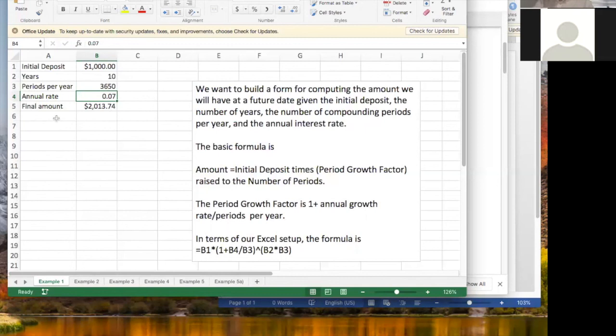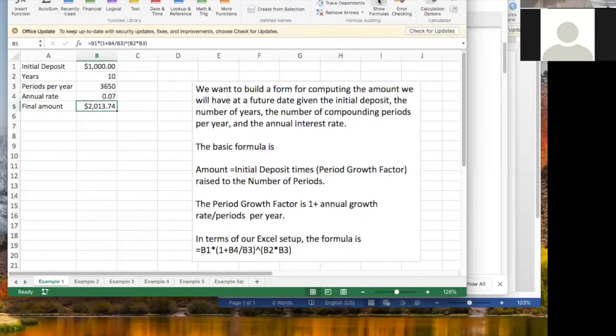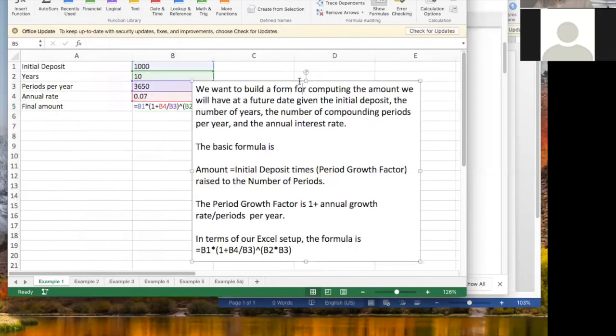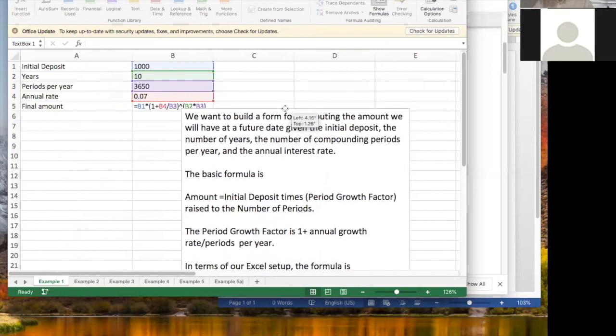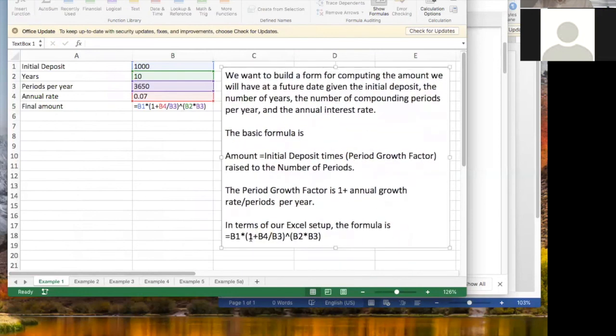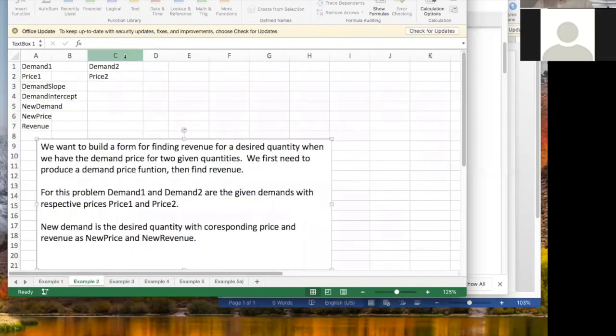And so this is building a function. Notice we had our inputs, and a formula that, if I go to show formulas, I can see the formula, which is the same one that I had here, and that sets up our formula so we can do functions of several variables. Another example, which is more mathy, is I've got 2 demand prices and given quantities, and I'd like to find out the demand price and the revenue for something else.